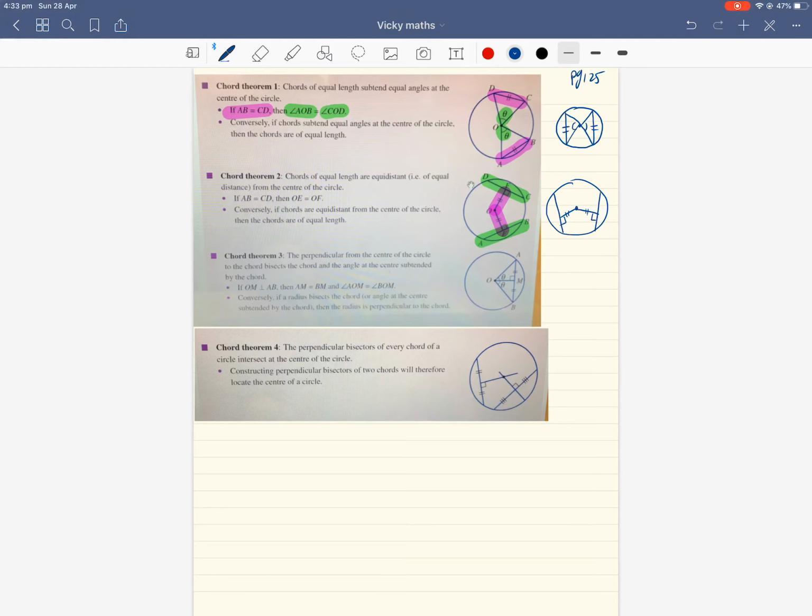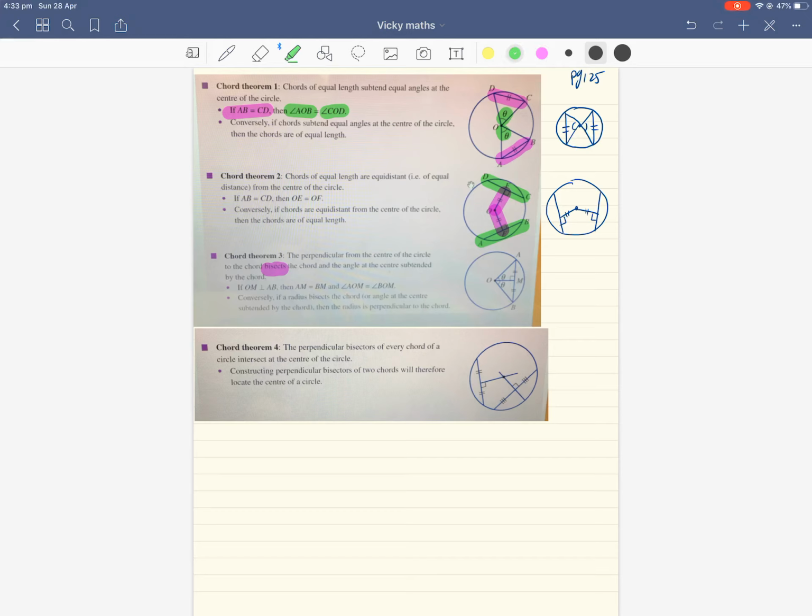Now chord theorem number 3 says, the perpendicular from the center of the circle to the chord bisects. So bisects means to cut in half. So bisects means to cut a chord in half. And the angle at the center subtended by the chord.